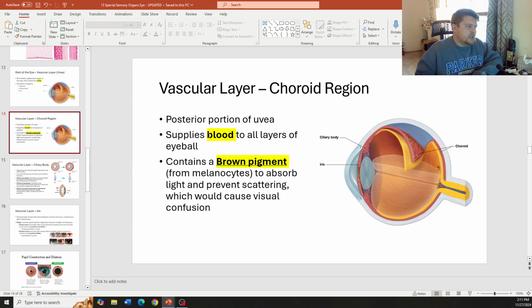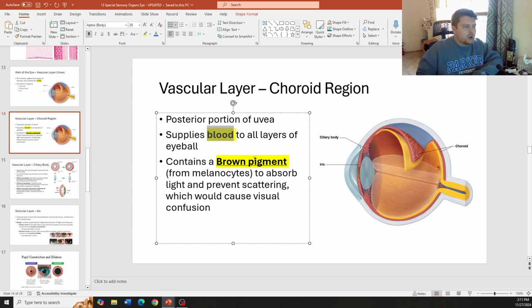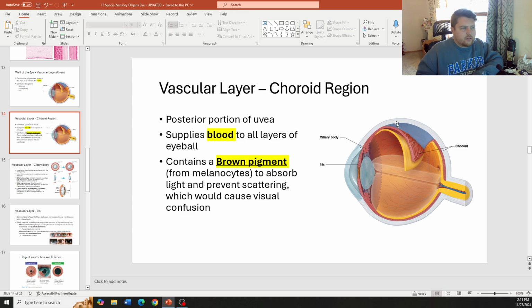And its job is to supply blood to all of the layers of the eyeball. Remember that the outer connective tissue layer really doesn't have any vessel. It's avascular, so it doesn't have any vessels. So the choroid is what supplies all the nutrients and stuff to that outer layer.